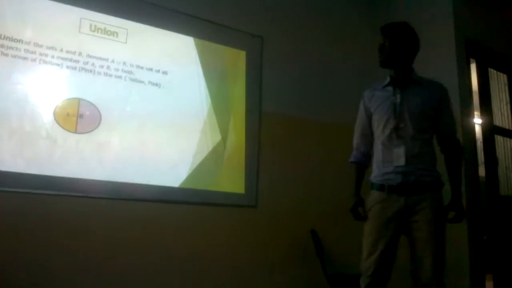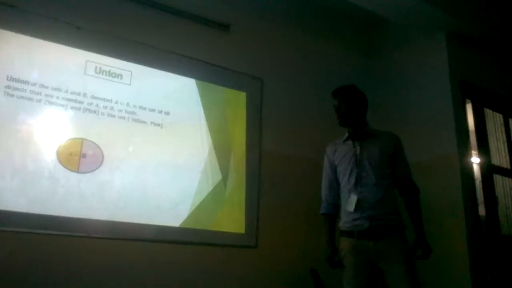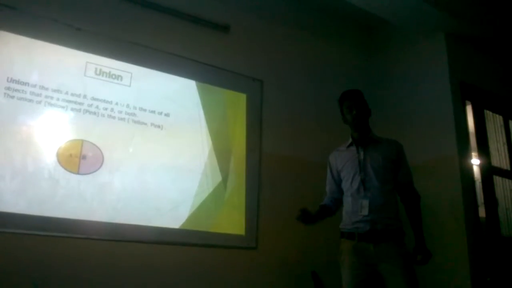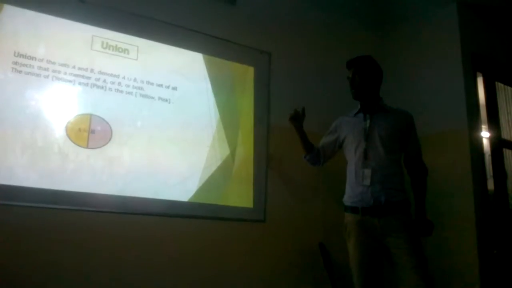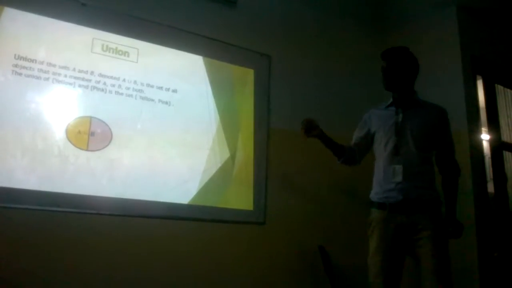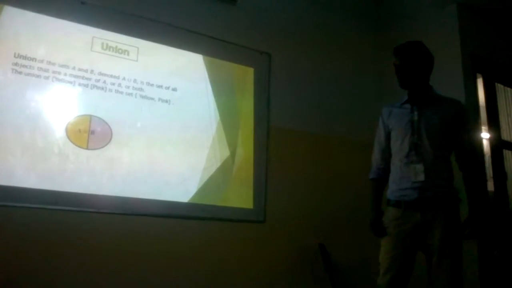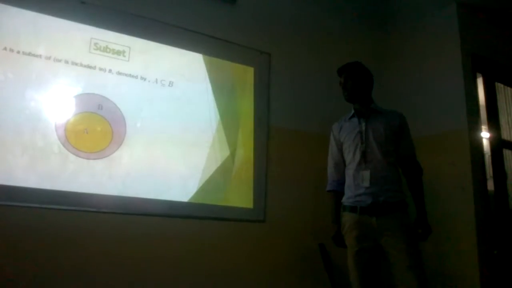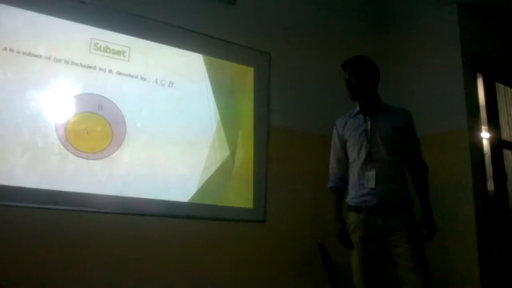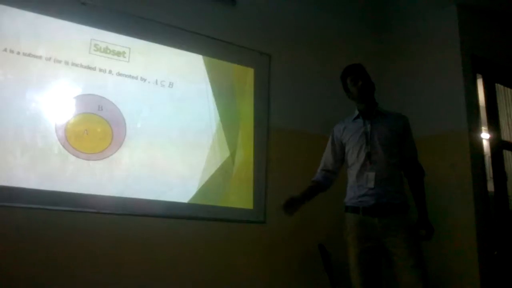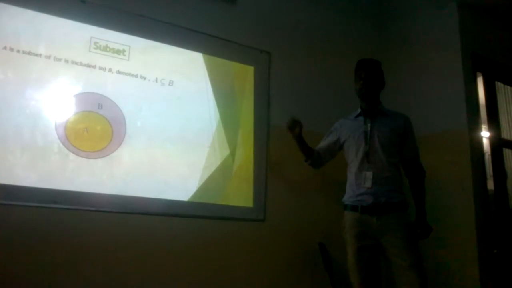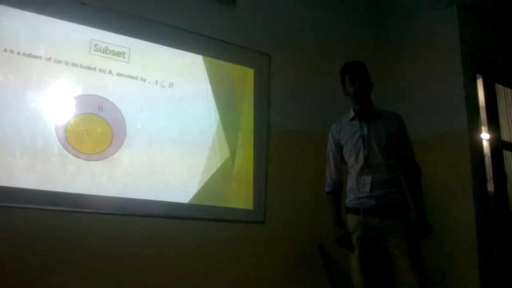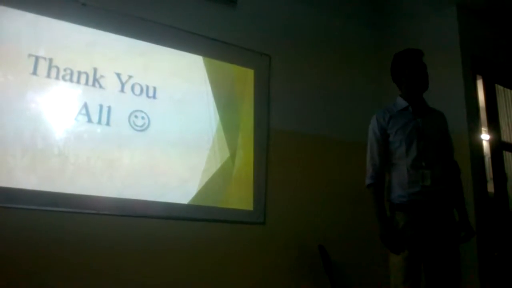Here you can see another example for union set. Union set means the elements will be from both of the sets, yellow and pink. Both of the colors will be elements of A and B. And this is the example for subset. The subset means the elements will be from both sets. All the elements of set A and all the elements of set B will be the same. Something like that.